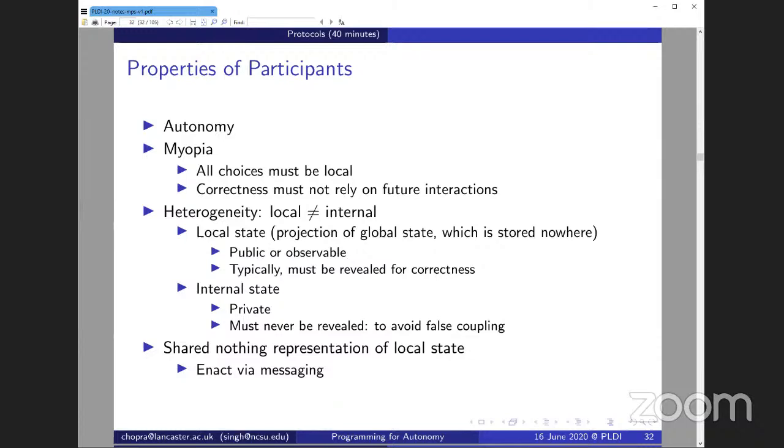The other major intuition is that we distinguish between local and internal. Whatever communications are taking place, you think of them as public. So if I send you a message with a price quote, then the item and the price quoted are public in that sense.